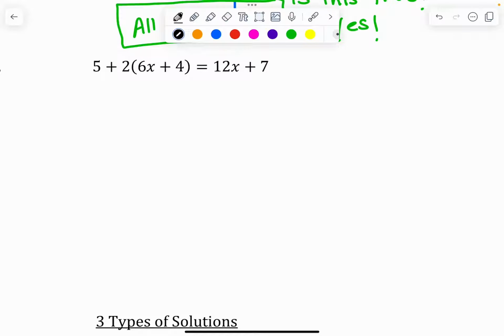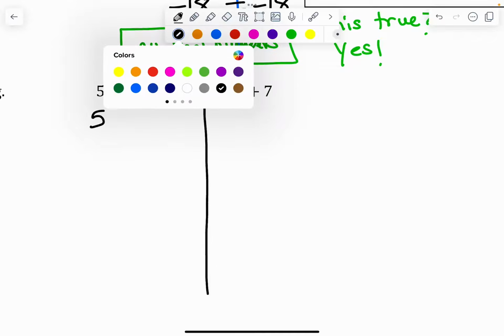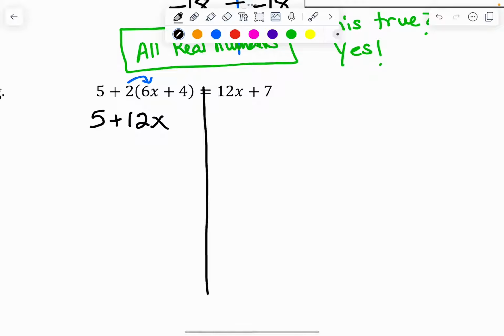So looking at our next one, we're going to draw the center. And let's do the same thing. We're going to look at the left side first and see what we can do. So we have these parentheses here. We're going to need to distribute to get rid of those. So first we have 5 comes down. Then 2 times 6x is going to give us 12x. Then we have 2 times 4, which is going to give us 8.